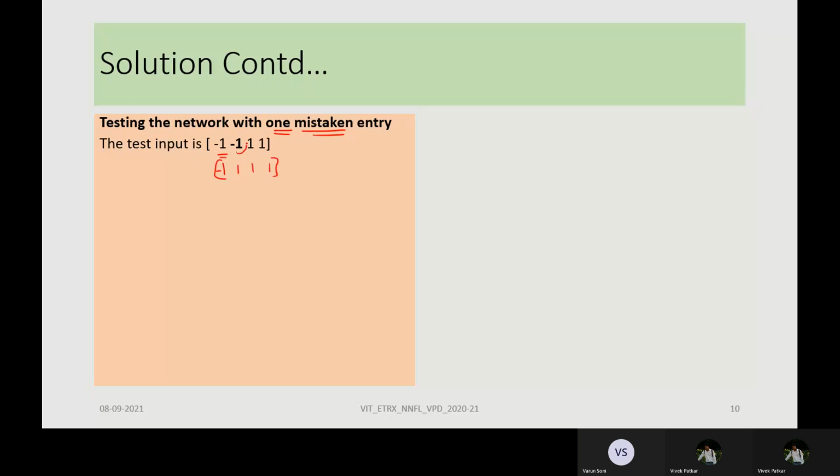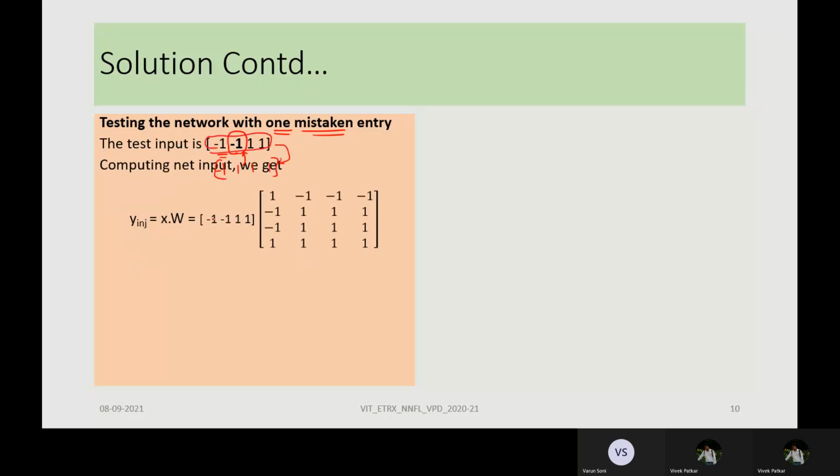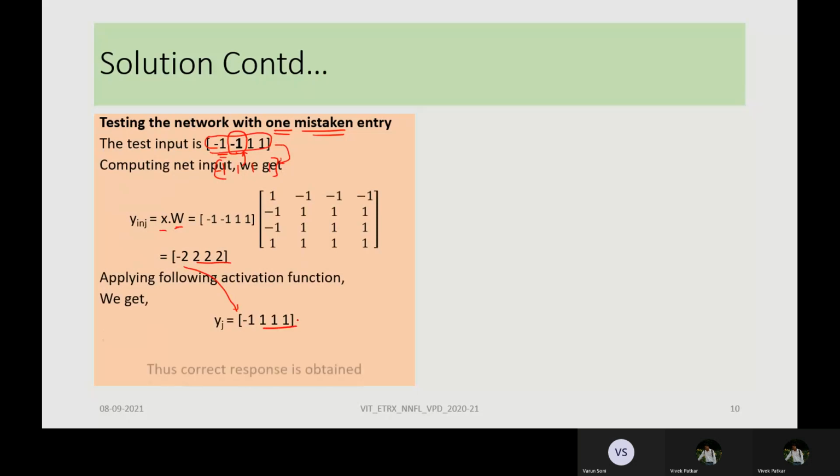अभी हम लोग ने एक missing sorry mistaken entry लिया. ये one has got converted into minus one. Let me see whether it converts this into this as a response. कंप्यूटिंग नेट इनपुट का सेम रूल. जो भी वेक्टर तुमको दिया है, take its dot product with weight matrix w and you get some response, and apply activation function, and you are going to get this minus 2 will become minus 1 and remaining all three will become ones. Okay, so the correct response is obtained.